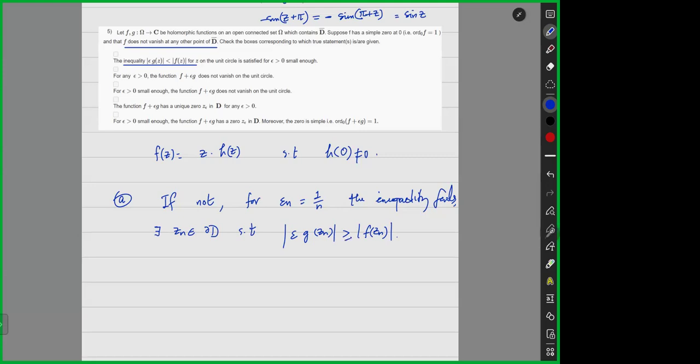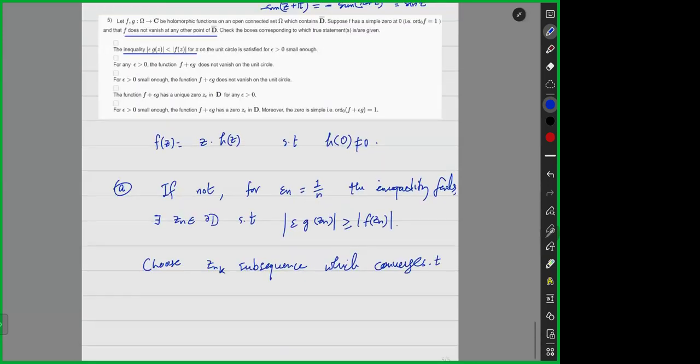One more thing. The unit circle is a closed bounded subset, which is compact, and the z_n's are countably many numbers inside it. So there exists a convergent subsequence z_{n_k}. So what happens to them? Choose a subsequence z_{n_k} which converges to some point.